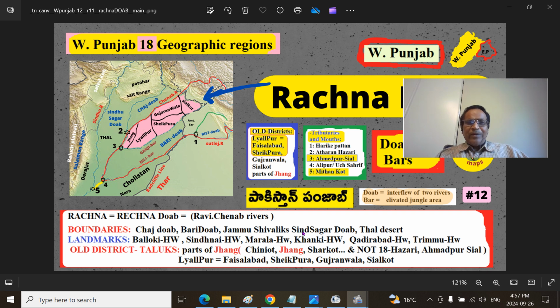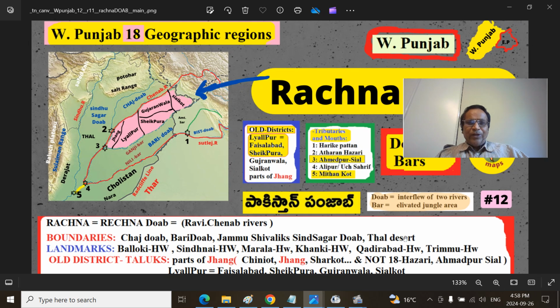Certain portion of Sindh Sagar Doab is in the western part. Certain portion of the Thal Desert is also in the western part. This red area is our present interest, Rechna Doab.